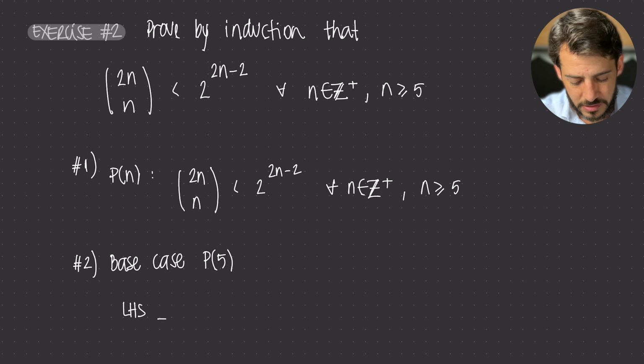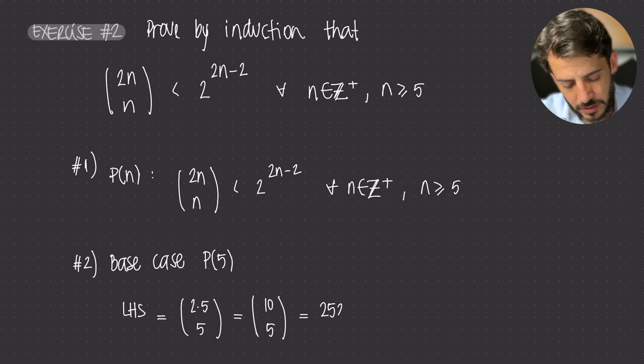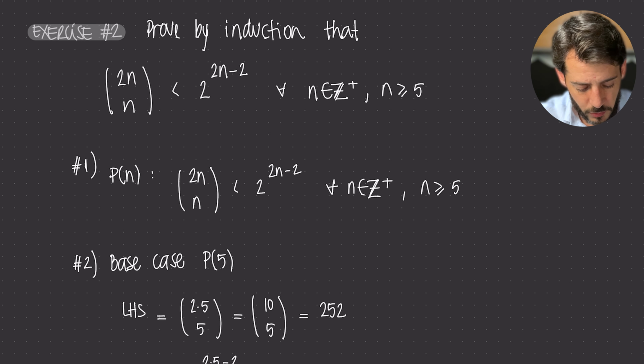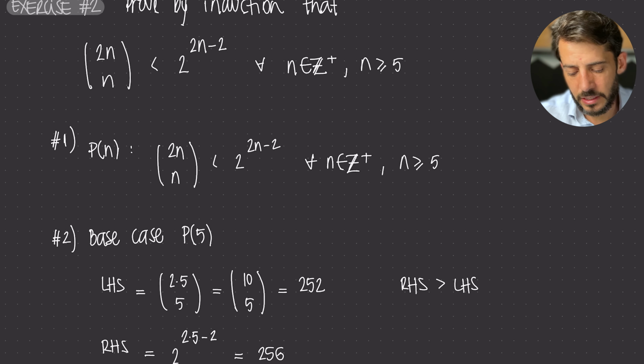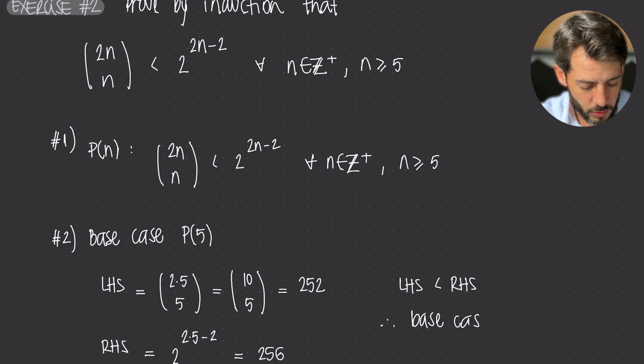So on the left-hand side, what we have is 2 times 5, choose 5, which is the same as 10 choose 5. This is equal to 252. On the right-hand side, we have 2 to the 8, which means 256. Now, indeed, the right-hand side is greater than the left-hand side, which you can write like this. Therefore, the base case holds.